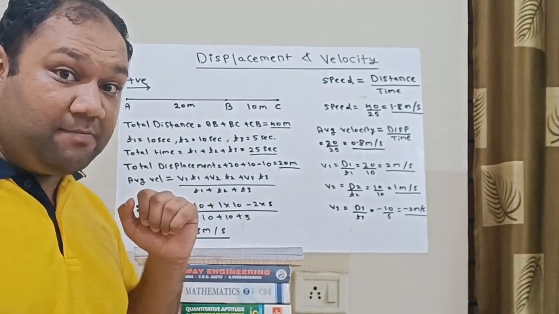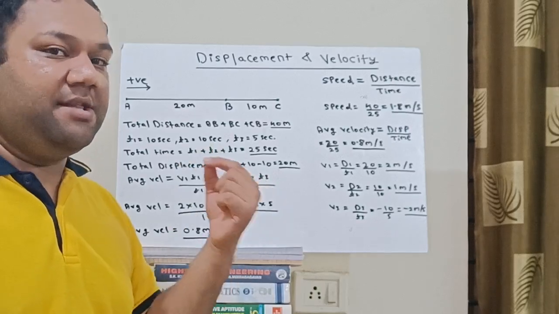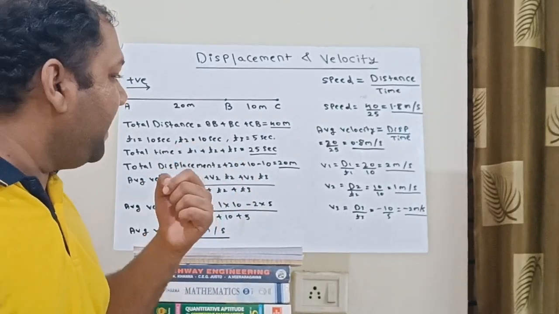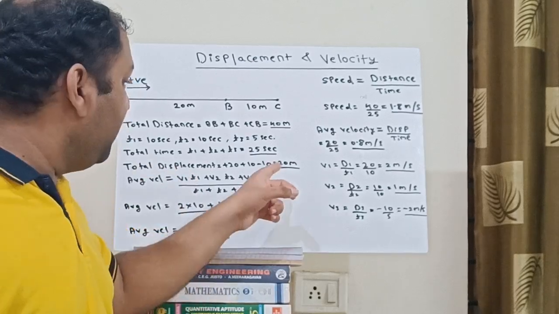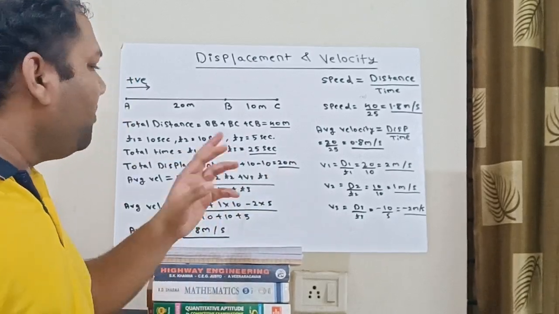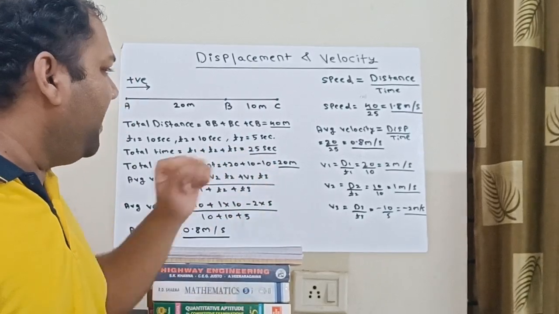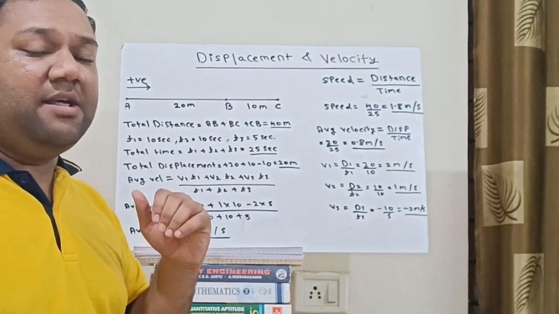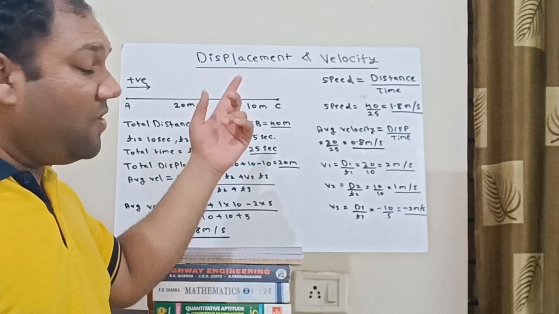So what will be the total displacement? The algebraic sum of all the displacements, that is 20 plus 10 minus 10. So the total displacement will be 20 meters. Okay, total time we have already calculated, 25 seconds. So as I already said, velocity is the vector counterpart of the speed.